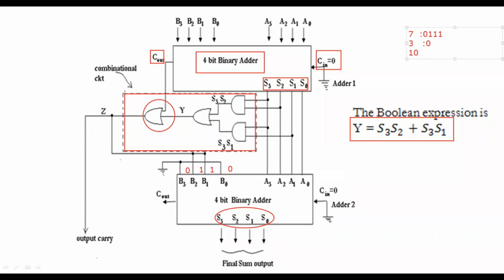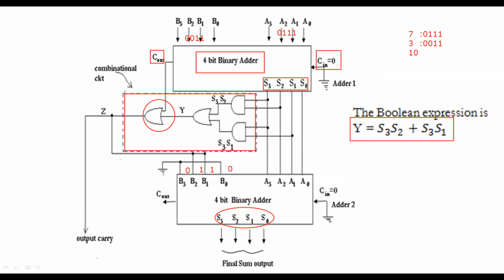0011. If you perform the addition of these two, you don't need an addition chain. That is, here A is 7 and B is 3. We are performing the addition of these numbers. Here this will be 0111, and this will be 0011.